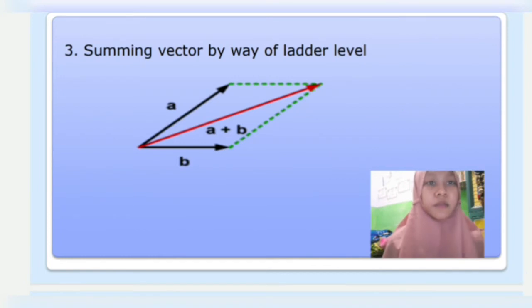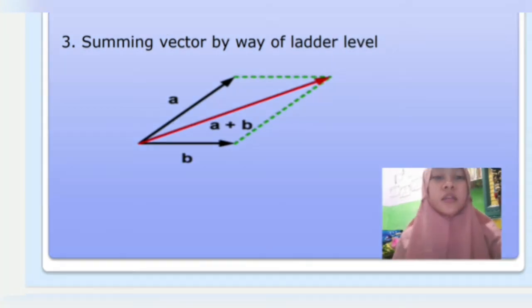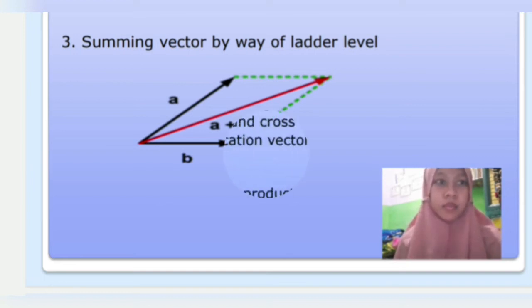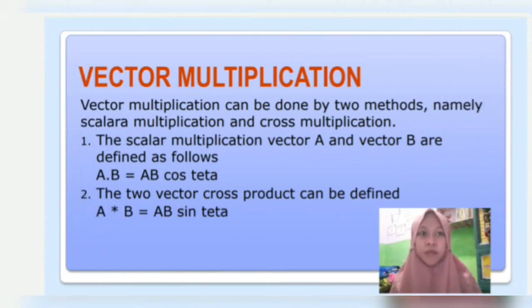The third, summing vectors by way of parallelogram. As in the picture on the screen, this is a method of adding two vectors placed at the same starting point so that the resultant of both vectors is the diagonal of the parallelogram. The next, vector multiplication. Vector multiplication can be done by two methods, namely scalar multiplication and cross multiplication.